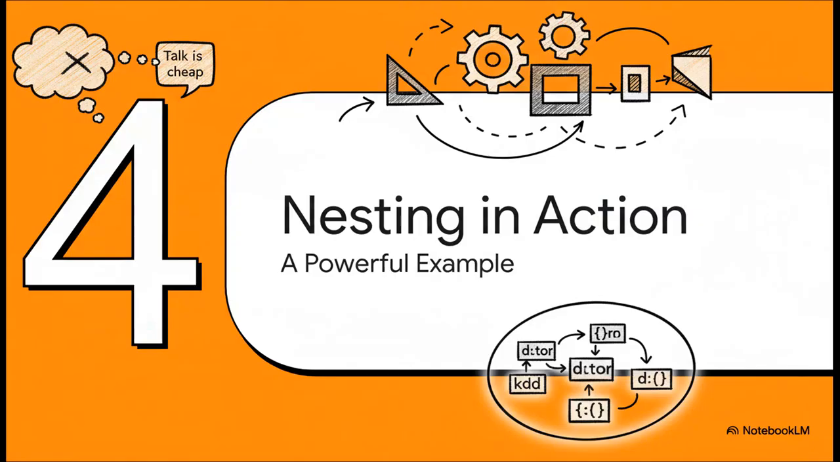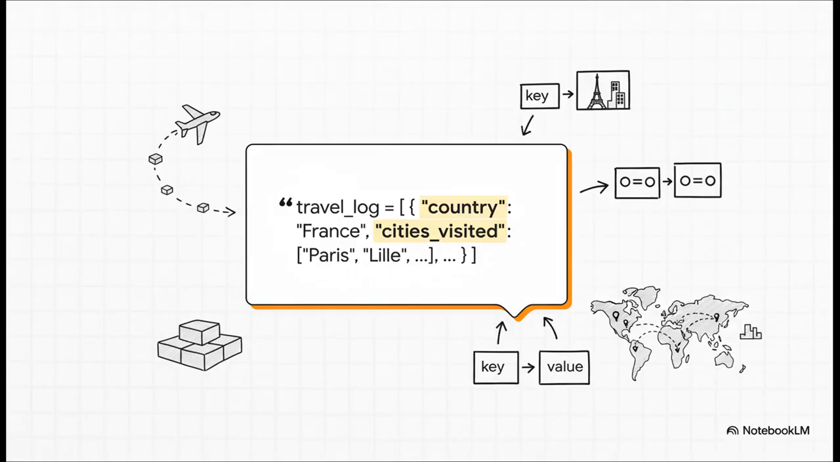But talk is cheap. Let's see how this actually works with a real powerful example that pulls together everything we've just learned. Whoa. Okay, take a breath. Don't get intimidated by this block of code. It might look a little crazy, but I promise you, it's just a combination of the simple building blocks we already know. This is something called a travel log, and we are going to break it down piece by piece.